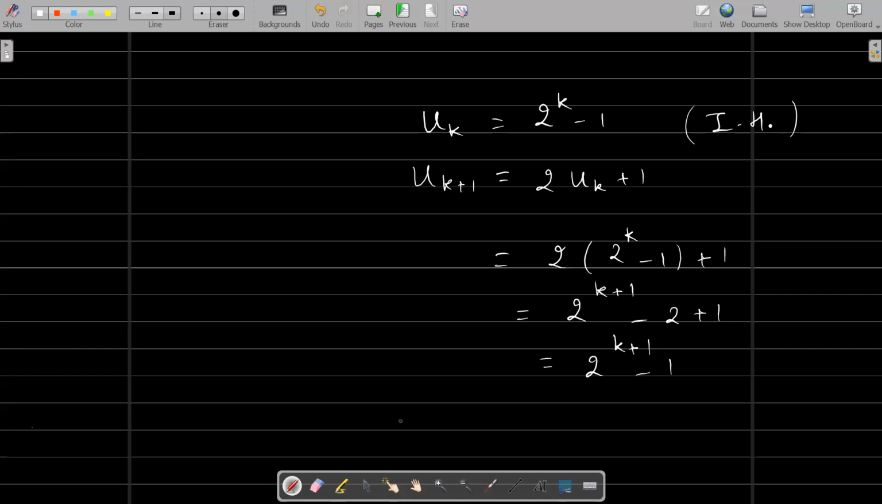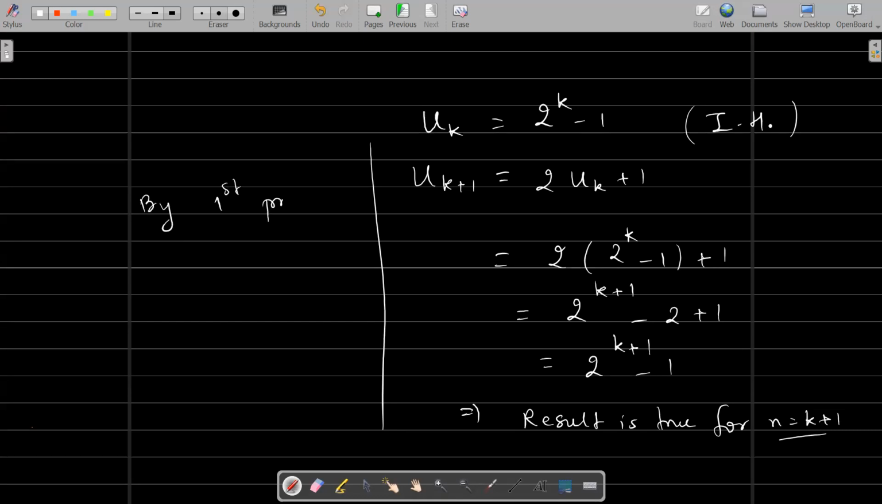Yeah, so this proves result for n equal to k plus 1. Therefore, by first principle of induction, result is true for all n belonging to N. Okay.